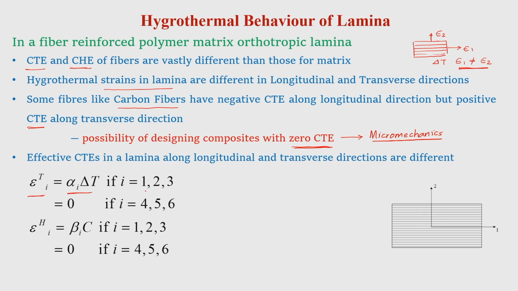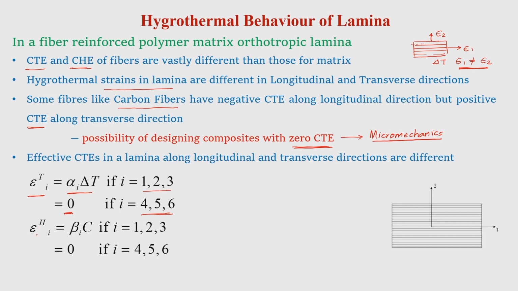Therefore, where I is equal to 1, 2, 3, and this is 0 for 4, 5, 6, meaning again like isotropic material, here also it does not lead to any shear strain. That means, if you apply delta T, it will only have normal strains. It does not lead to any in-plane shear strain and distortion. So, therefore, it is 0.